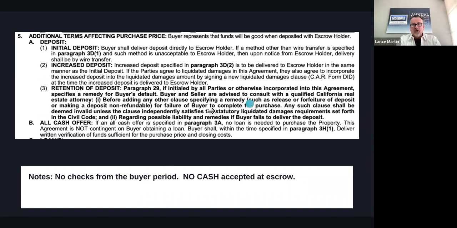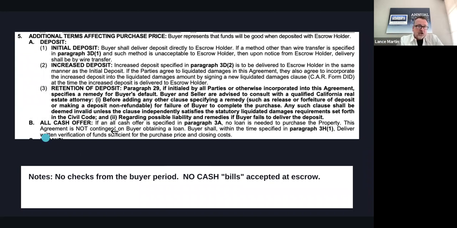It does refer to statutory liquidated damages. By the way, wherever you see the word statutory, that's law. So by law, by statute, the liquidated damages falls within that particular clause, and it gives you a civil code and all the rest of that. So we'll talk a little bit more about that and retention thereof.